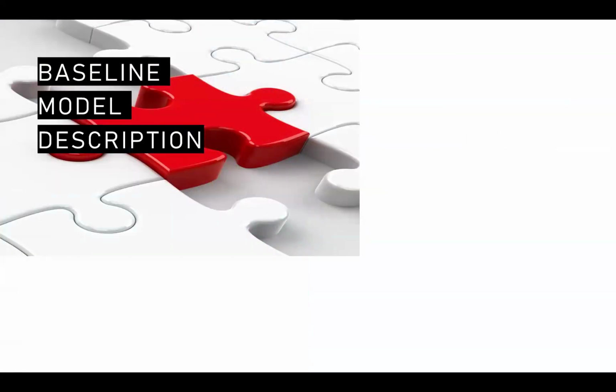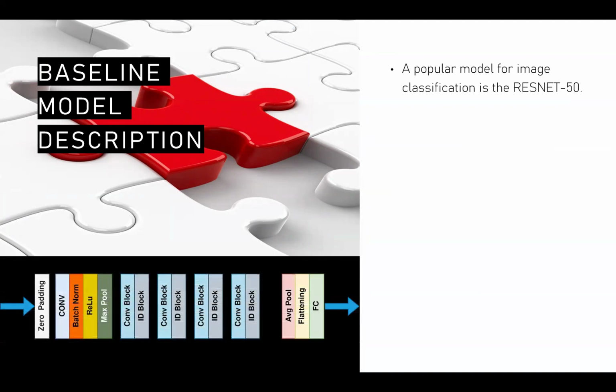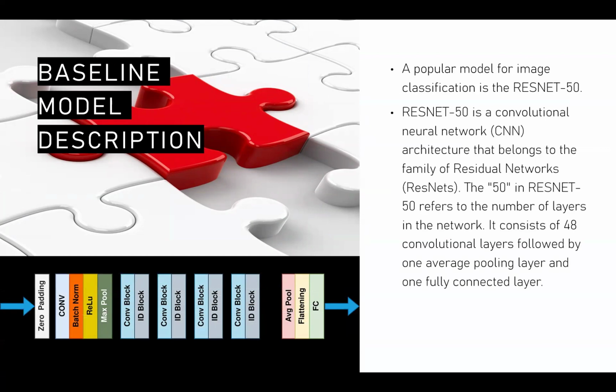So let me go over the baseline model. We chose ResNet 50 as our baseline model. It is a popular model for image classification. The architecture of ResNet 50 is in the picture below. So 50 in ResNet 50 actually stands for the number of layers in the network, out of which 48 are convolutional layers, followed by one average pooling layer and one fully connected layer, as seen in the picture below. The base model we used in our previous phase achieved 58% accuracy on the validation dataset. And that was the number we had to beat in our final phase.